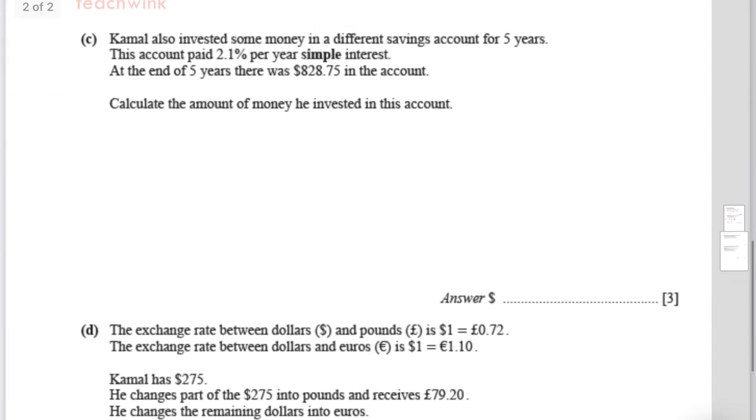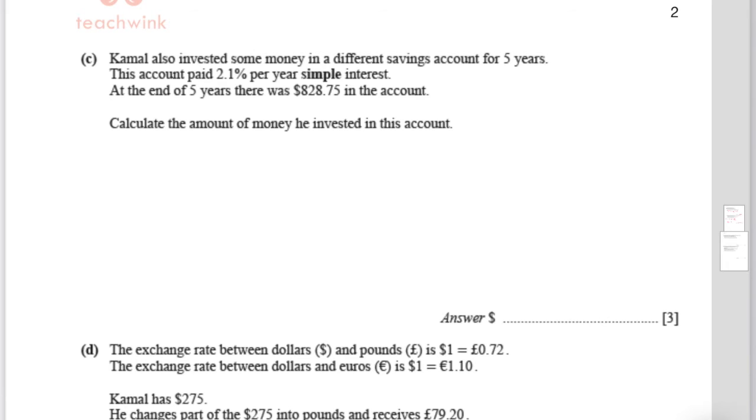Okay, let's move on. The next part of the question says, Kamal also invested some money in a different savings account for 5 years. This account paid 2.1% per year simple interest. At the end of 5 years, there was $828.75 in the account. Calculate the amount of money he invested in this account.